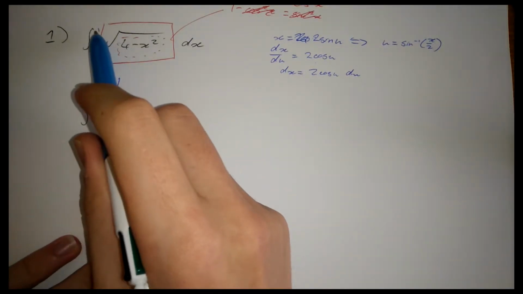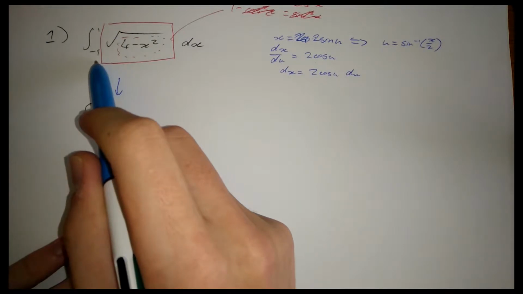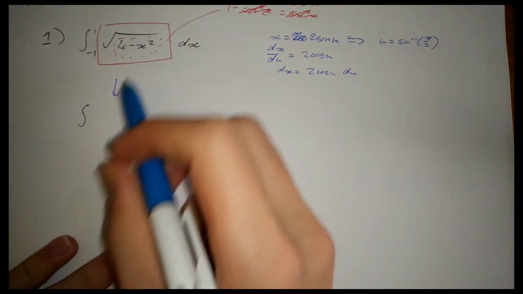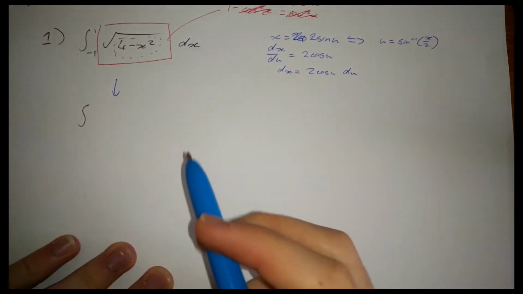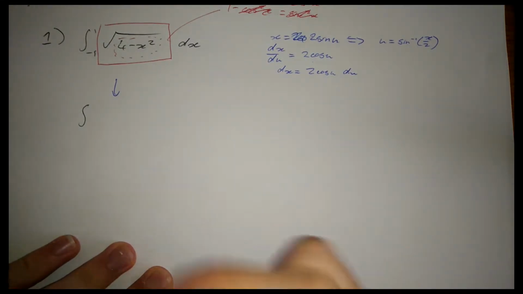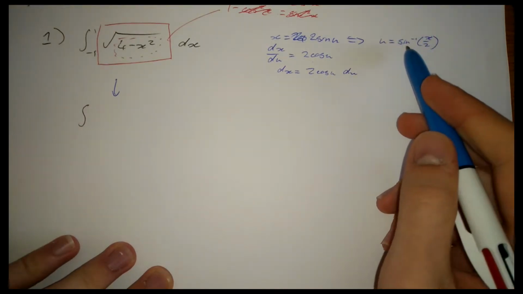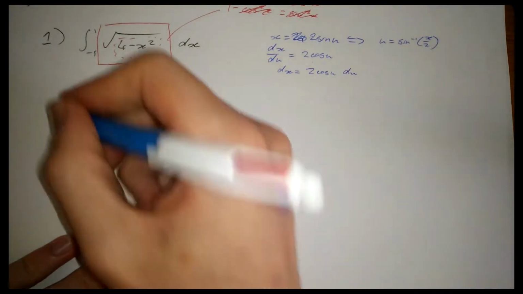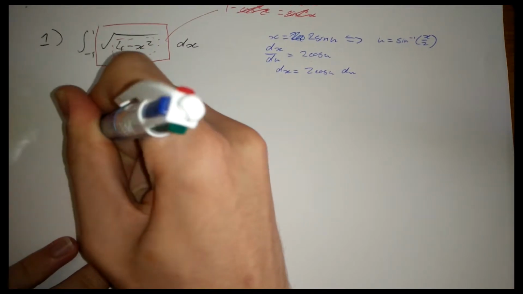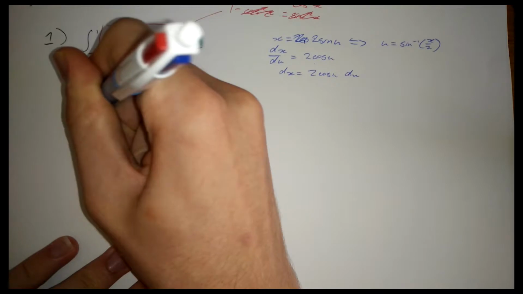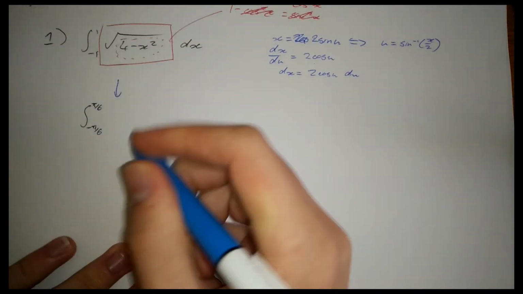Since these bounds here are in x, we need to find those bounds in terms of u, right? Because we're changing the variable. The way we'd do that is just substitute negative 1 into this expression over here. So we'd have inverse sine of negative 1/2, which is just negative pi on 6. And then inverse sine of 1/2, which is just pi on 6. So now we've changed our bounds.